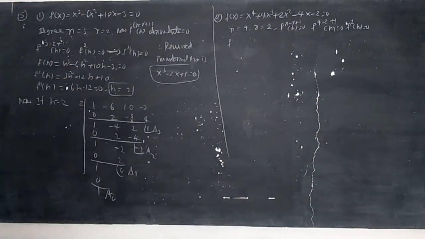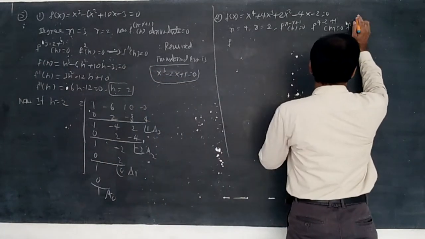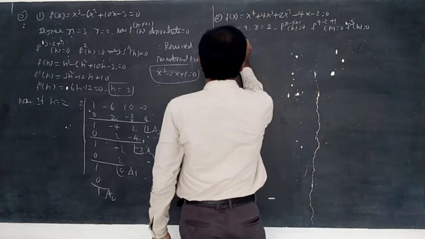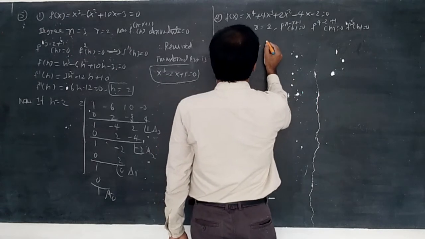X power 4 plus 4x cube. Fifth question, Roman number 3, fifth question, 2 equations you should get. Transform each of the following into ones with the coefficient of second highest power removed. R is equal to 2. 4 minus 2 plus 1 is 3. It is not okay, this is 3. 4 minus 2 plus 1. So f triple dash h, f triple dash h equal to 0.